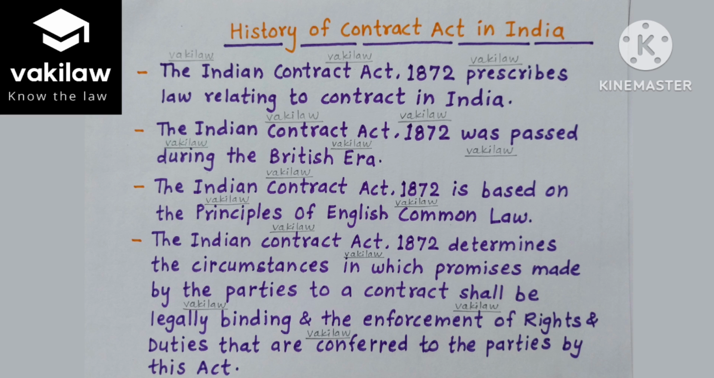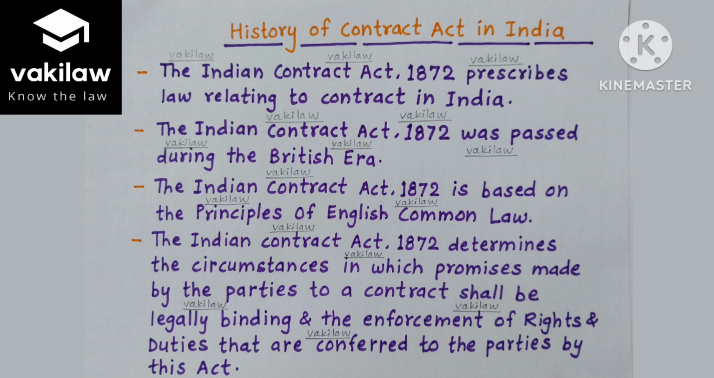let's take a look at the history of contracts in India. How the Indian Contract Act was enacted in India and brought into force in the Indian laws is what we are going to see now. Basically, the Indian Contract Act of 1872 prescribes the law relating to contracts in India. The Indian Contract Act was passed in 1872, so it's very obvious that it was passed during the British era. The Indian Contract Act is based on the principles of English common law.